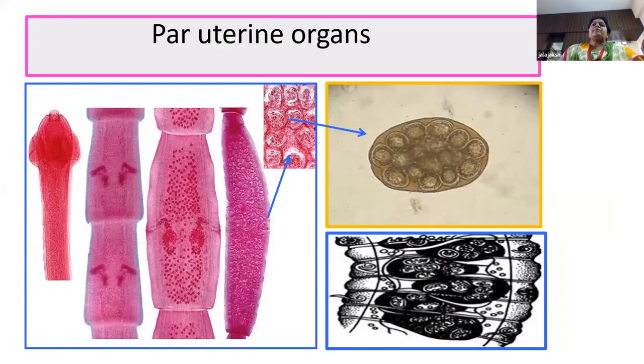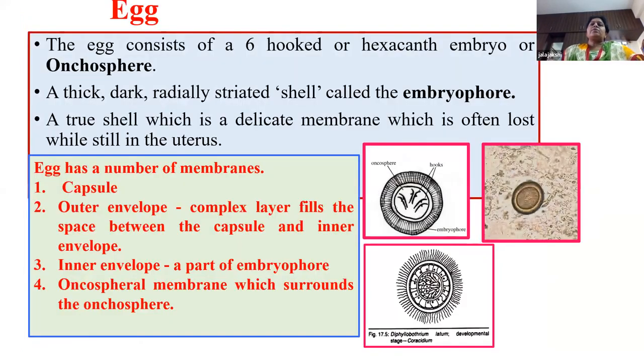Then paruterine organs. In some cestodes, the uterus may degenerate and eggs, either singly or in groups, will pass out into protective structures within the proglottids. These are called paruterine organs, as shown in figures 1 and 2, showing egg pockets, mainly seen in the case of Dipylidium caninum, Stilesia and Avitellina tapeworm infestations.